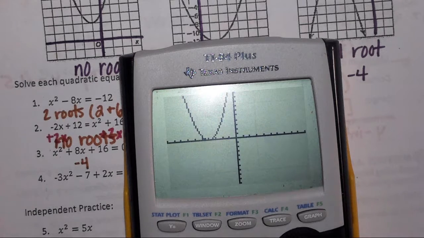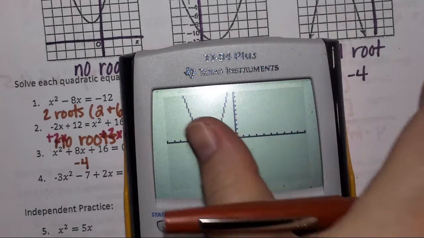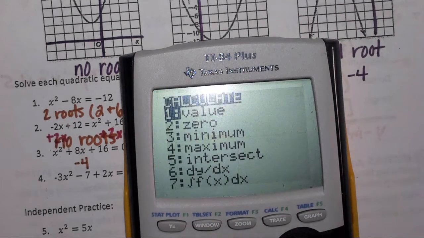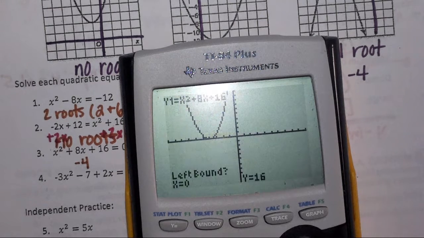Okay, so we graphed it. And again, I get that it looks like -4, but I want to confirm that. And that second calculate button is going to help me. So second calculate, instead of picking max or min, since we're looking for roots or zeros, I'm going to press 0. But it's still the same stuff after that.